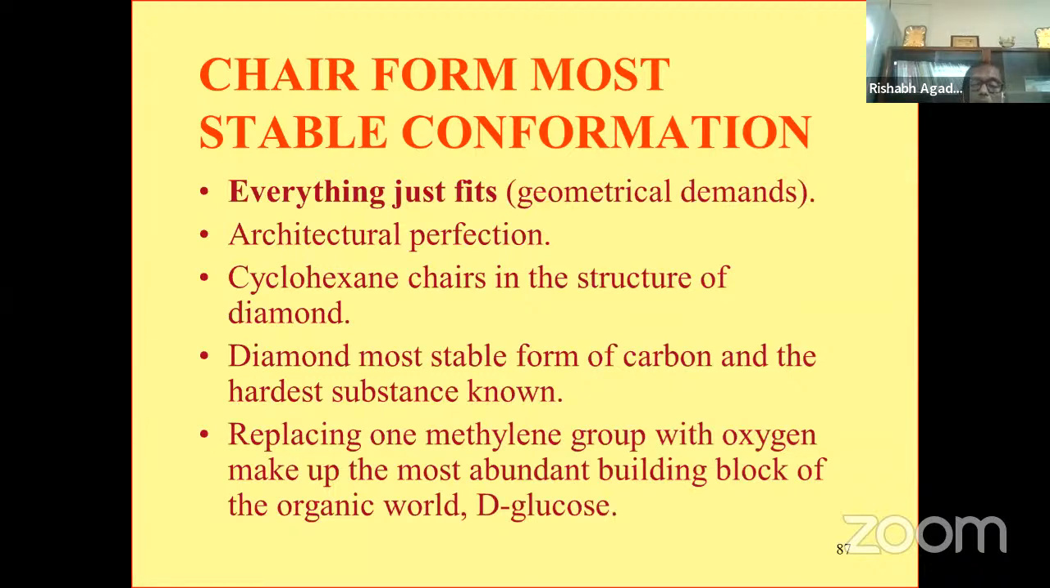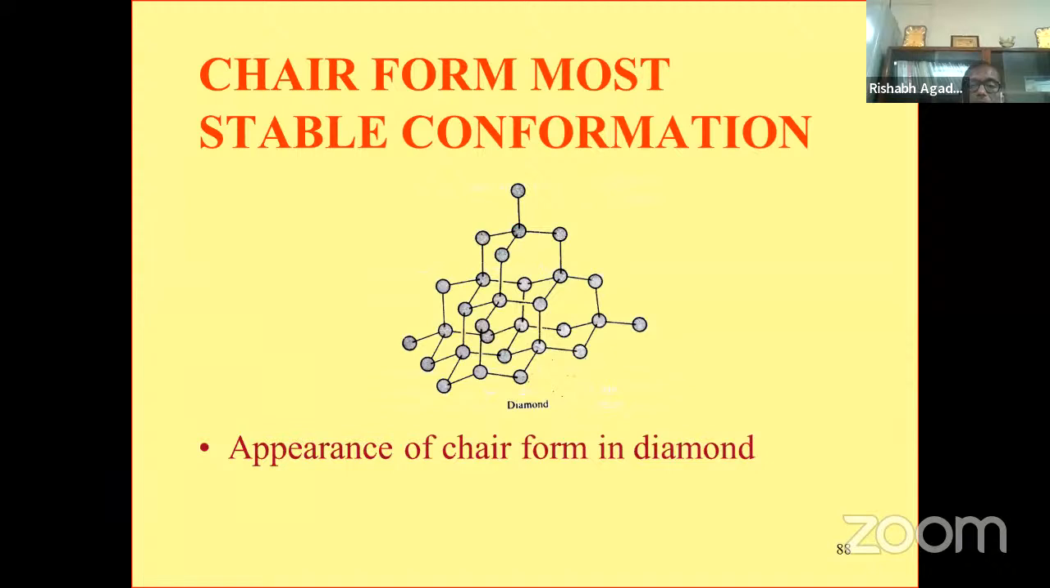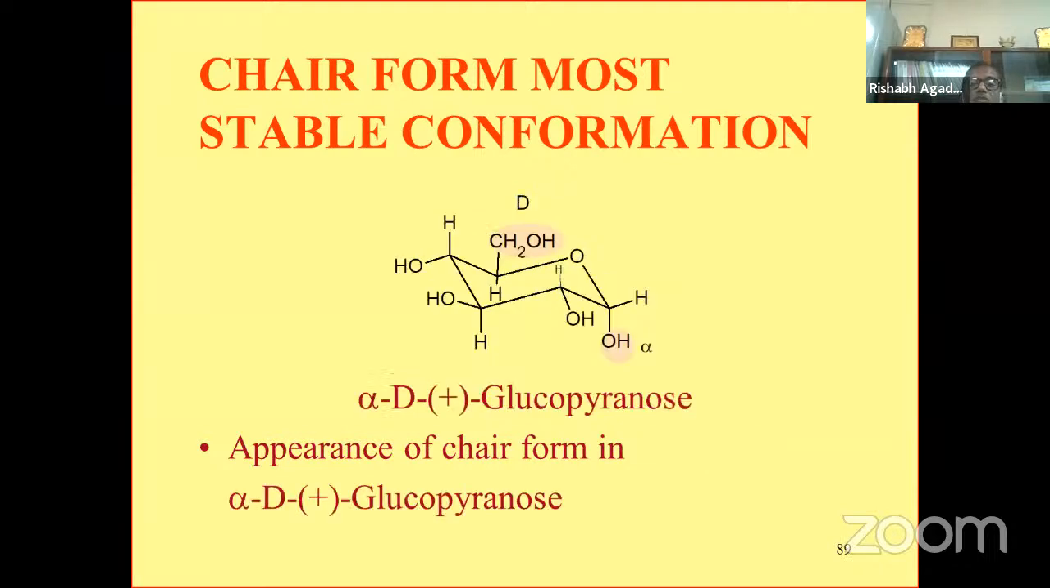So here in that case, diamond is the most stable form of carbon and the hardest substance known, and replacing one methylene group with oxygen makes up the most abundant building block of the organic world, that is D-glucose. Now the chair form, the most stable conformation, also appears in the diamond structure. So many chairs are fused and make that diamond tough. So that is the phenomenon here, the chemistry or the stereochemistry of your diamond.